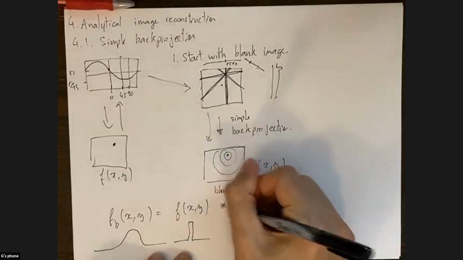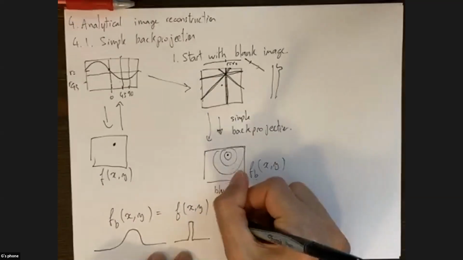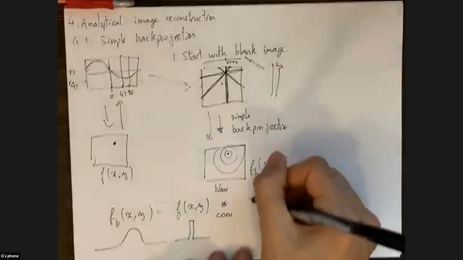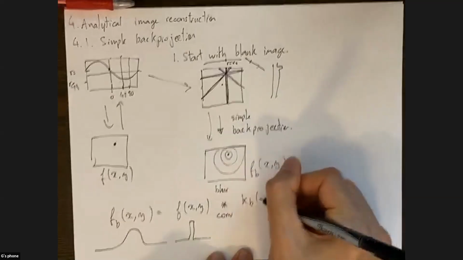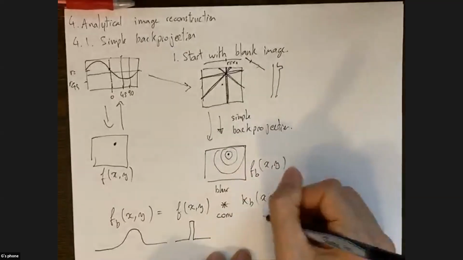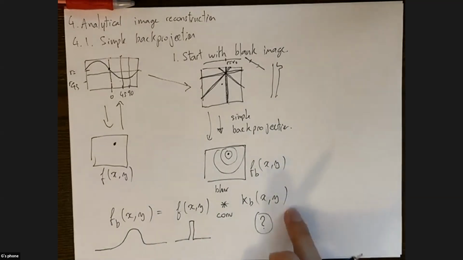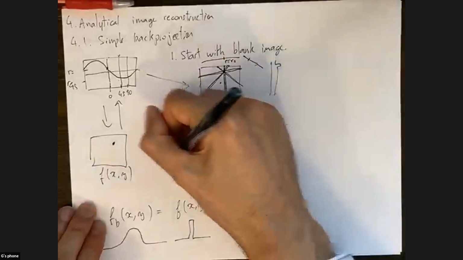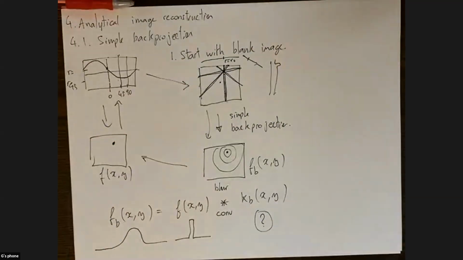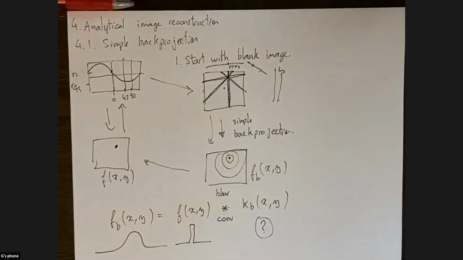And this symbol here means convolution, right? Convolution with a blurring kernel K_B of x, y. We don't know what the blurring kernel looks like so far, but we'll show what it looks like. The idea is if we could figure out what the blurring kernel looks like, we can correct for the blurring and ideally get back to the original image that doesn't have the blur. So that's the type of reconstruction we need to do to get the correct image: to remove that blurring.